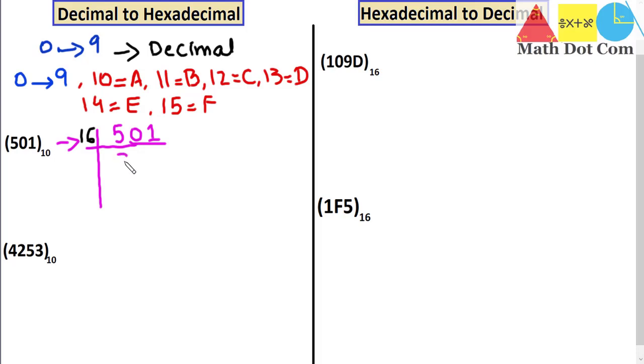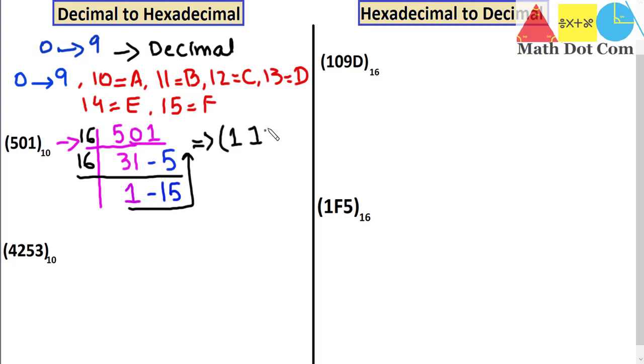16 3s are 48, then 21, then 16 1s are 16, and what is the remainder? The remainder is 5. We will write the remainder here. Then again we have to divide by 16. 16 1s are 16, and we can't take 16 twos, as that would be greater than 31. Then what will be the remainder? The remainder will be 15. Now how do we have to record it? We record it like this, as we usually do in the case of binary. So what we get is the number 1, 15 and 5.